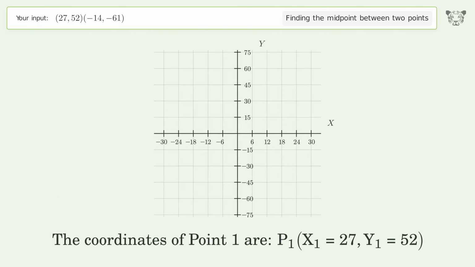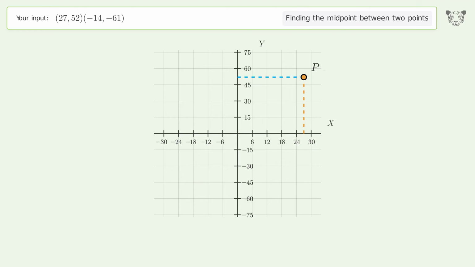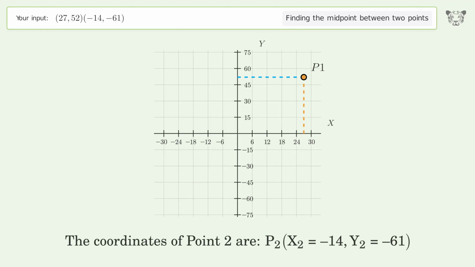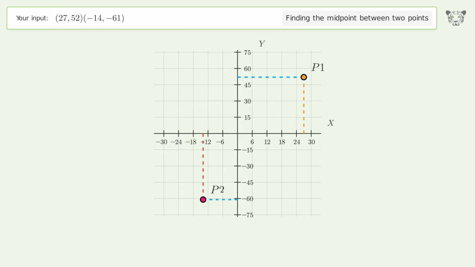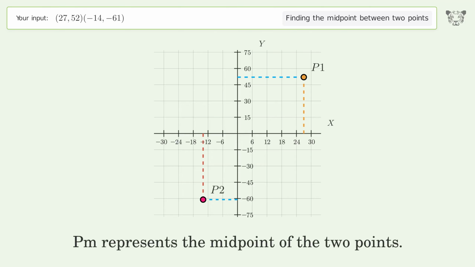The coordinates of point 1 are, x1 equals 27, y1 equals 52. The coordinates of point 2 are, x2 equals negative 14, y2 equals negative 61. PM represents the midpoint of the 2 points.